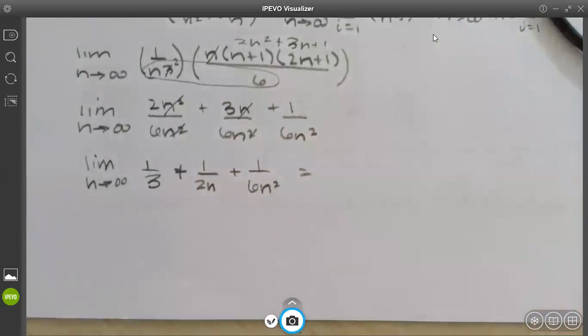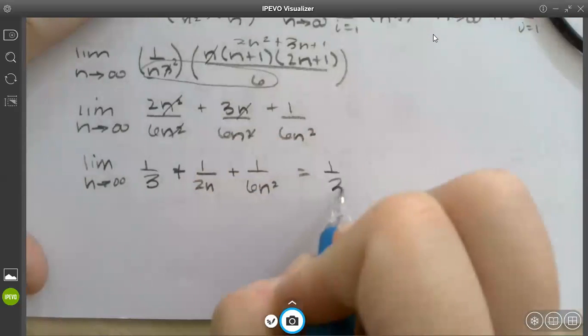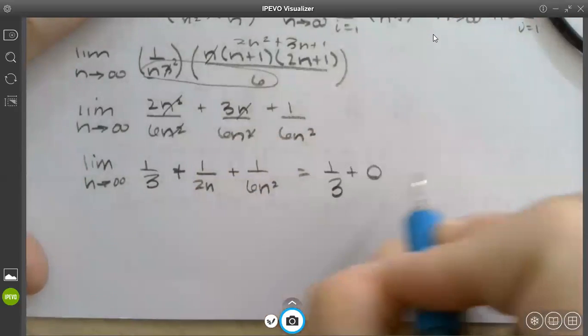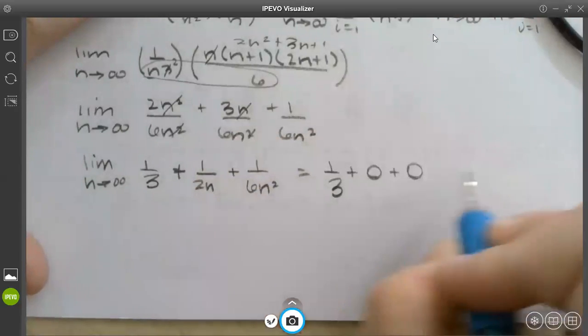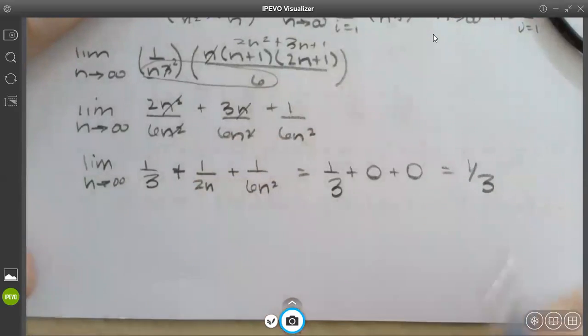The limit stuff you should have. We've been doing it. What's the limit of 1/3? What's the limit of 1 over 2n? Limit of 1 over 6n squared, which gives us an area of 1/3. I tell you, this makes so much sense now that I know this. Now that I know where we're coming from.